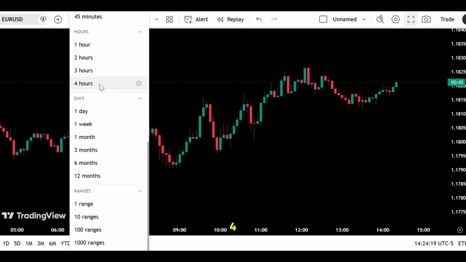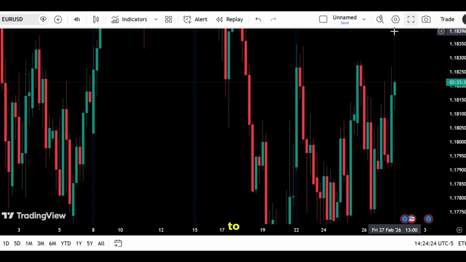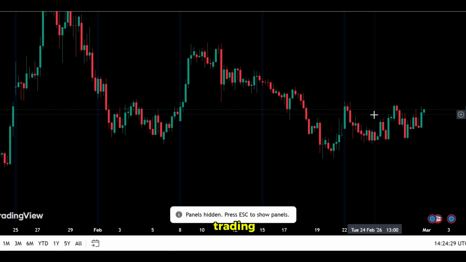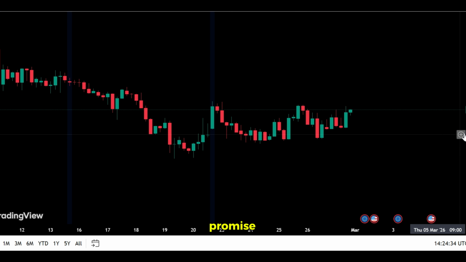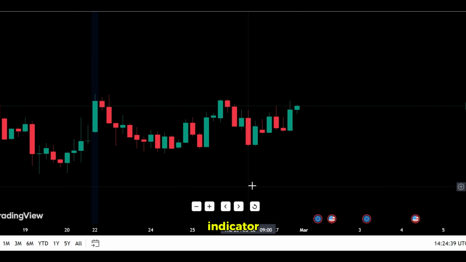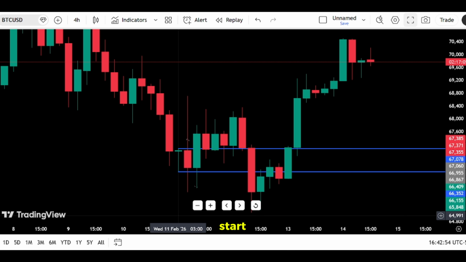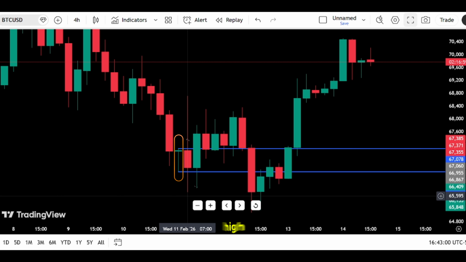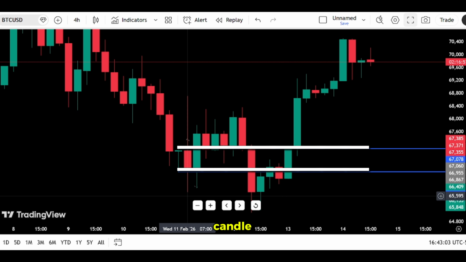You start with the 4-hour chart, not to trade on it, but to create a roadmap for your entire trading day. Here's how it works, and I promise this is easier than any indicator system you've tried before. At the start of each trading day, you pull up the 4-hour chart. Find the very first candle that formed that day. Mark the high of that candle and the low of that candle. That's it. 2 lines, that's your range for the day.